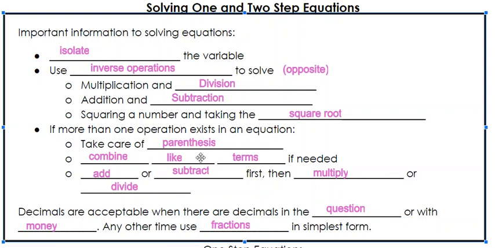Decimals are acceptable when there are decimals in the equation, or with money. Any other time, we're going to use fractions. That's because later this year in algebra, we're going to learn about slope and slope-intercept form, and slope is always written as a fraction. That's why in algebra, we usually keep things as a fraction, unless the decimal is in the question or we're dealing with money.